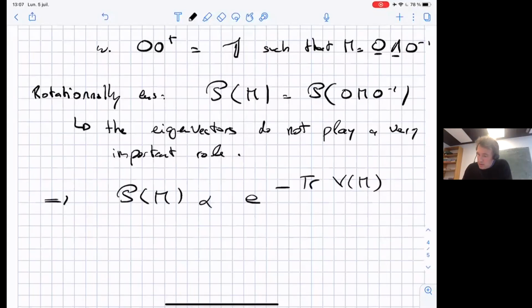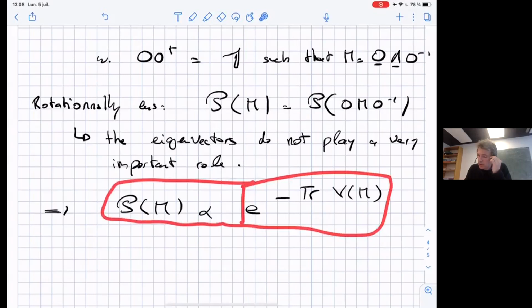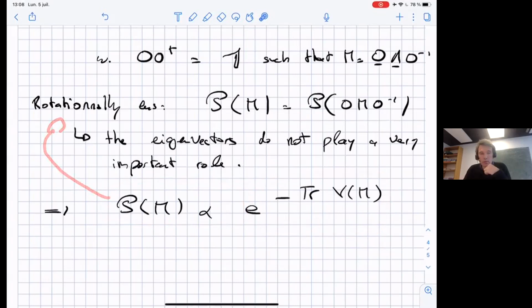So it's clear that at least one can easily understand that if P of M has this property, since the trace of M or the trace of any polynomial of M, trace of M squared, trace of M cubed, does not depend on, or is invariant under, such a transformation, then it's pretty clear that if the measure is of that type, then it is rotationally invariant. Of course, it's a bit more difficult to show the other way around, but it turns out that this is true. And in fact, this is just equivalent.